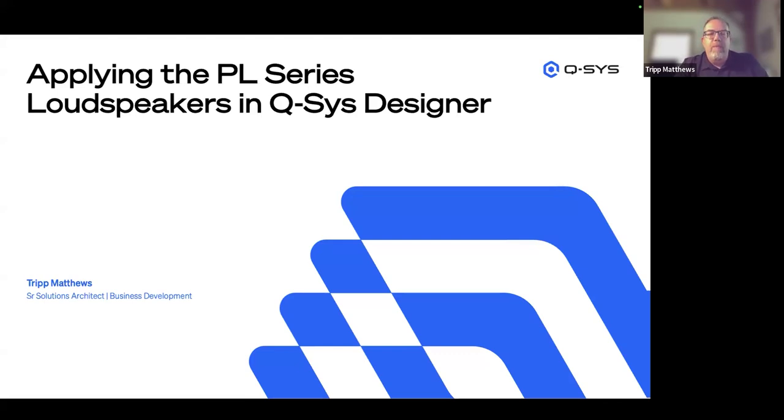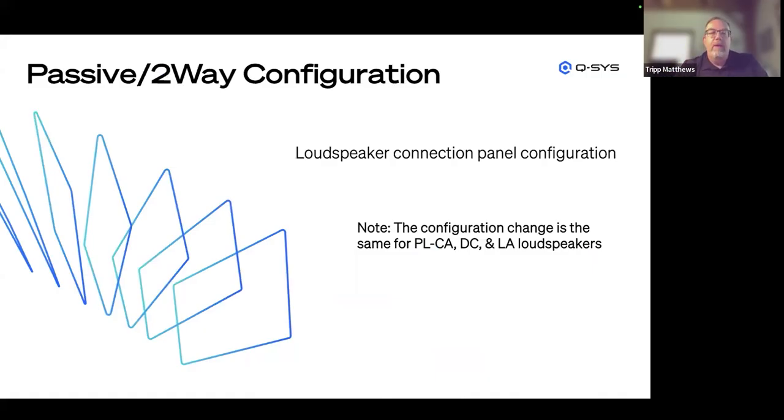So first of all, we are going to look at the connections of passive and two-way configurations. And to note, this setup is the exact same panel that is on all of the PLCA, the DC, and the LA line array boxes. We do not have two-way capability for the CA5, the CA6, or the DC24 or the 26. Those items are just passive by nature.